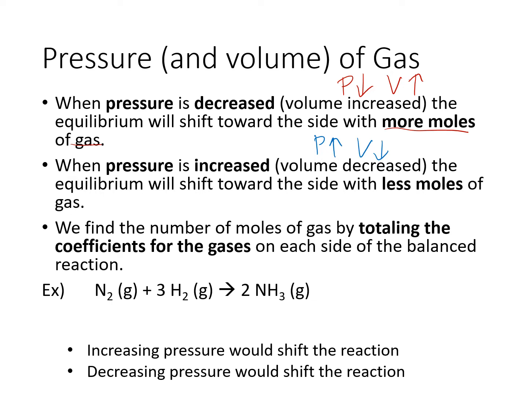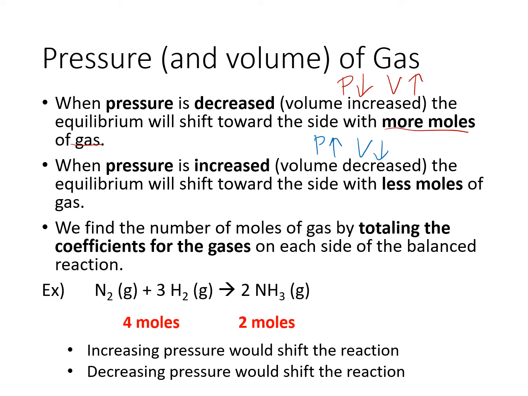So we find the number of moles of gas by totaling the coefficients for the gases on each side of the balanced reaction. So we have 1 mole of nitrogen and 3 moles of hydrogen in this reaction on the left. So that gives us 4 moles of gas on the left. And then we have 2 moles of ammonia on the right, so 2 moles of gas on the right. Again, looking only at gases because pressure doesn't affect solids or liquids or aqueous solutions.